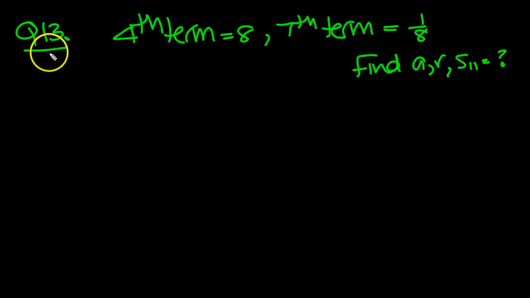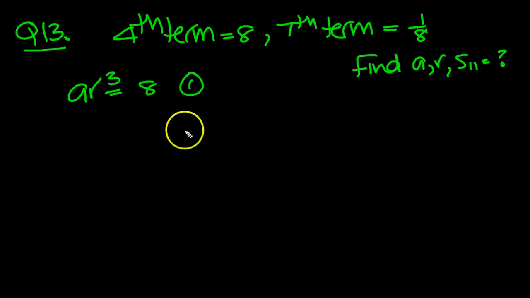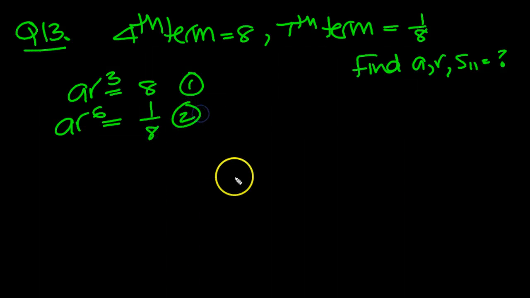Okay guys, let's have a little look at 13 then. The fourth term is 8. The seventh term is an 8th. Find A, R and S11. So let's put down this information first then. The fourth term is 8, so that's AR cubed, isn't it? And that's 8. That's the first piece of information. The seventh term is AR to the 6, and that equals 1/8. And that's the second piece of information.